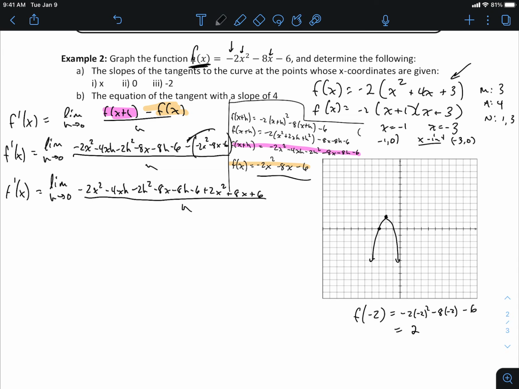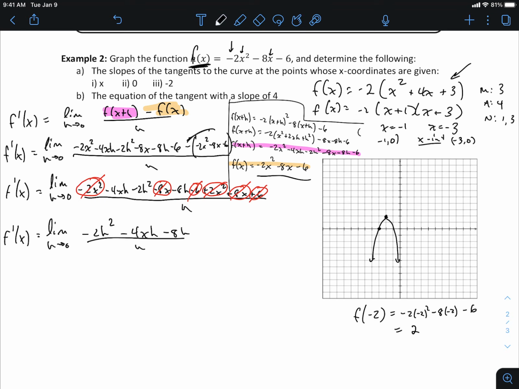Okay, so now we can take a look here, right? If I'm just looking right away, I see a negative 2x squared and a plus 2x squared. That's creating a zero pair. Negative 8x with a positive 8x, that cancels as well. Negative 6 plus 6, which is a zero pair. Okay, and we're left with just three things that have h's in them, right? So negative 2h squared minus 4xh minus 8h, all divided by h.